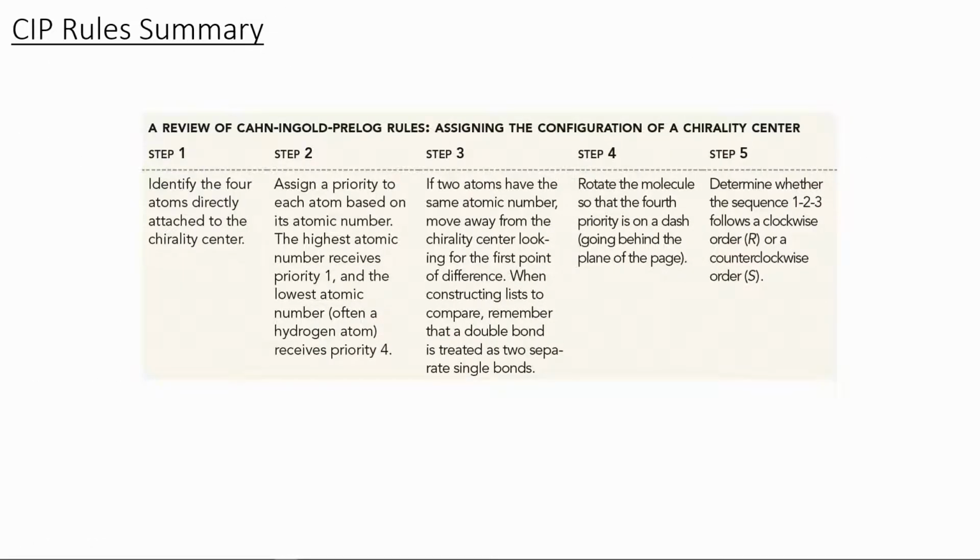So to summarize the rules, the first step is to identify the 4 atoms attached directly to the chiral center and then prioritize each of those atoms based on the atomic number. If we have 2 atoms with the same atomic number, then we stepwise move further and further away. We're going to rotate the molecule so that the 4th priority is on the dashed line so that it's going away from us. And then we determine if the 1, 2, 3 sequence rotates clockwise or counterclockwise to designate R versus S.